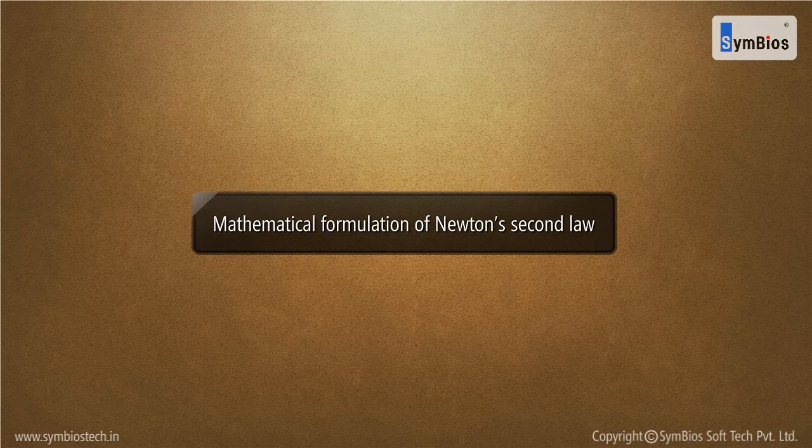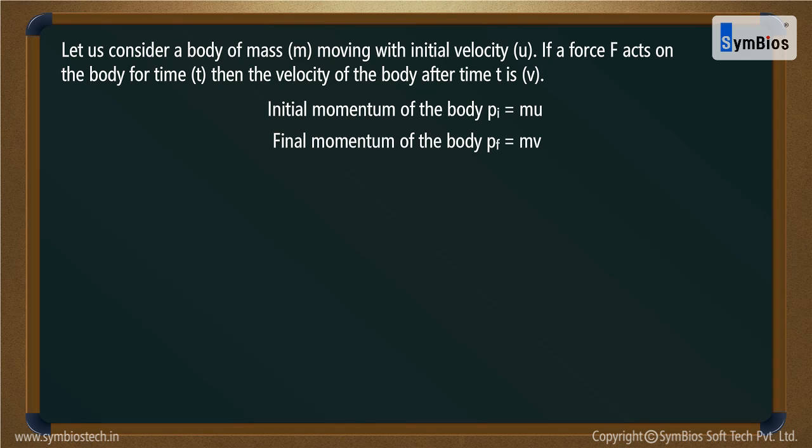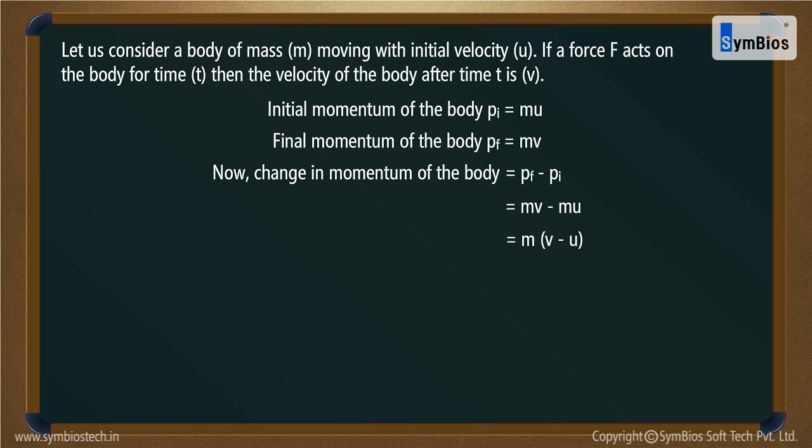Mathematical formulation of Newton's second law. Let us consider a body of mass m moving with initial velocity u. If a force F acts on the body for time t, then the velocity of the body after time t is v. Initial momentum of the body, Pi = mu. Final momentum of the body, Pf = mv. Now, the change in momentum of the body is Pf minus Pi, which is mv minus mu, equal to m(v minus u).